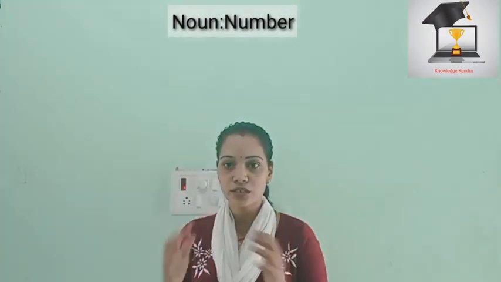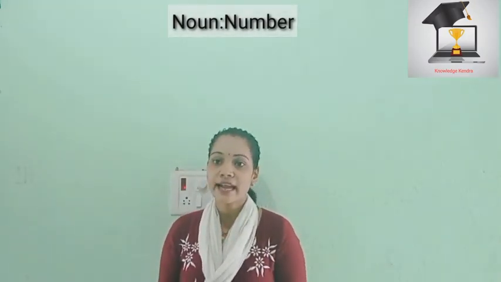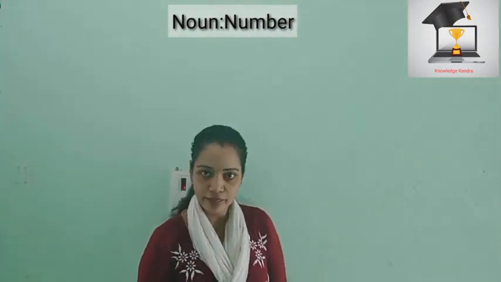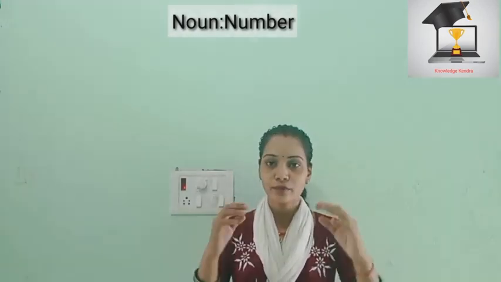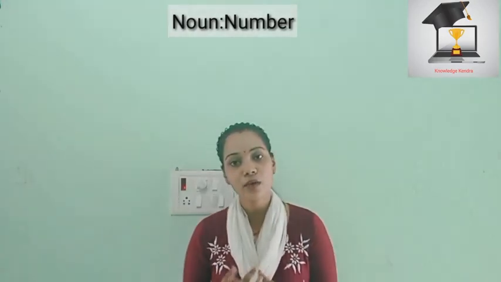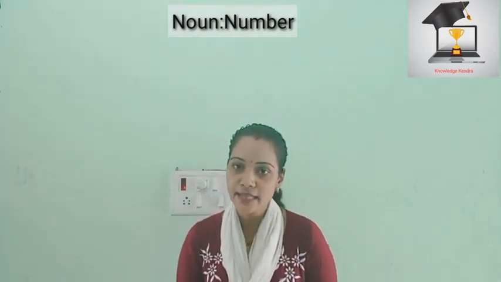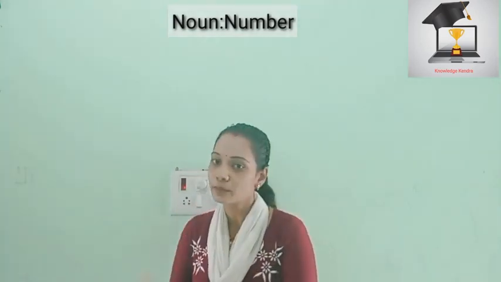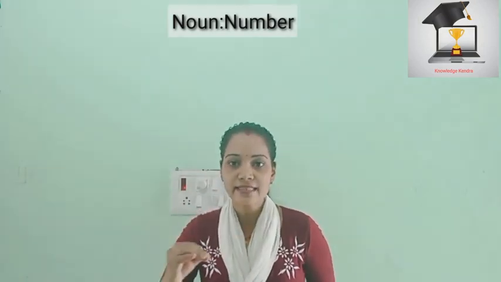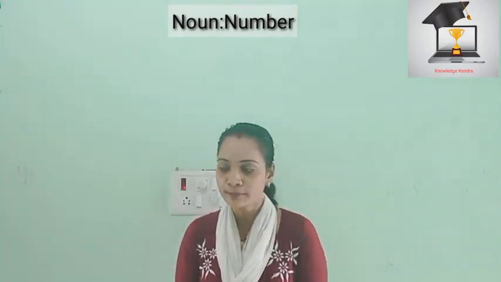The next rule to form plural is for the word ending with y. This rule is very famous, and you must have studied it also. So the word ending with y, what will it take? Obviously ies, we know that. The noun ending with y will take ies: the y will be removed, and ies will be added as a suffix to make it plural.